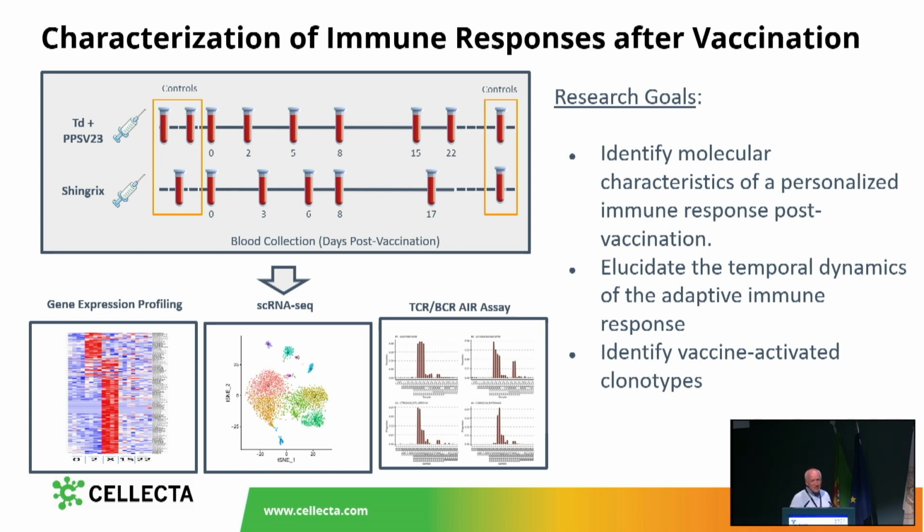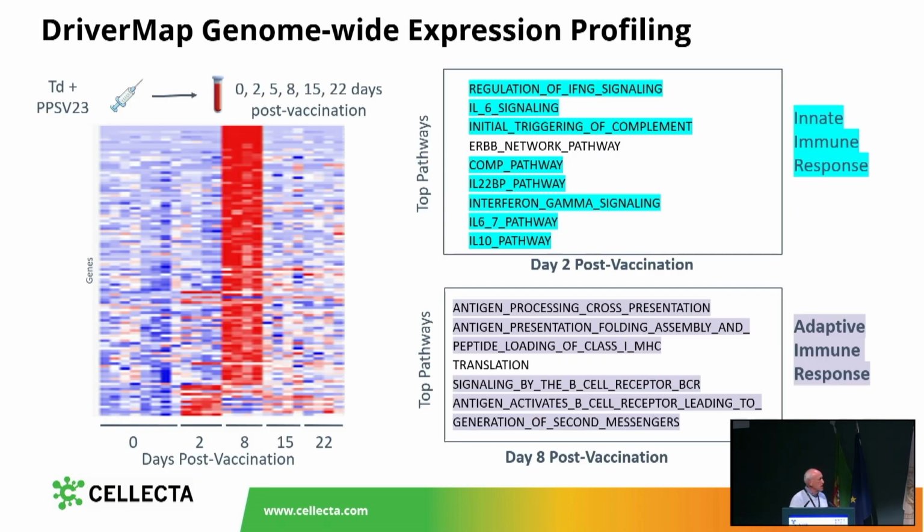So we collected multiple blood samples from me, and it was triple vaccination against pneumonia, tetanus, and diphtheria in the first one, and another for shingles. It's about the shingles vaccine. And you can see here, we ran both genome-wide expression profiling, single-cell analysis, and immune repertoire profiling.